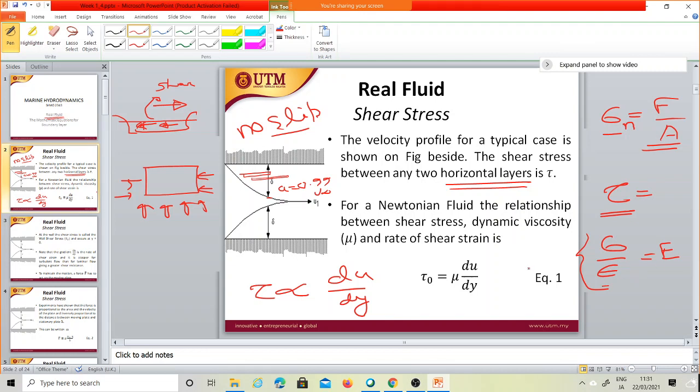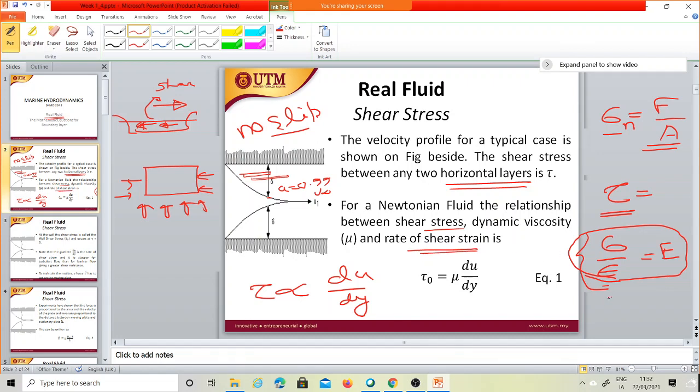So this one, Newtonian fluid, is similar to the elastic zone. It means the stress is proportional to strain. So Newtonian fluid is those kinds of fluid where the relationship between stress, shear stress, and the strain is proportional. So you can write for a Newtonian fluid, the relationship between the shear stress and the dynamic viscosity and the rate of shear strain is like this.